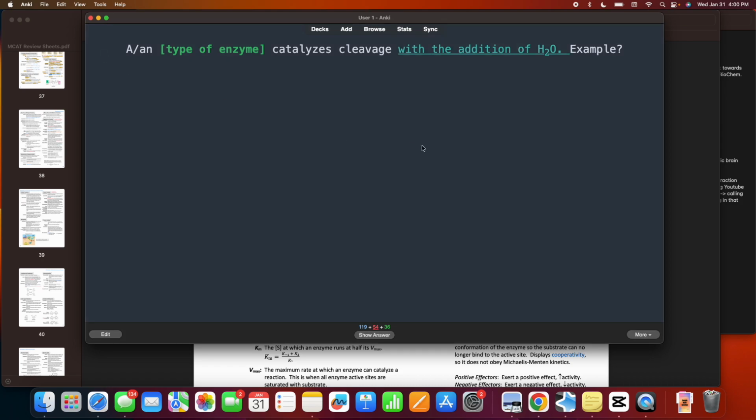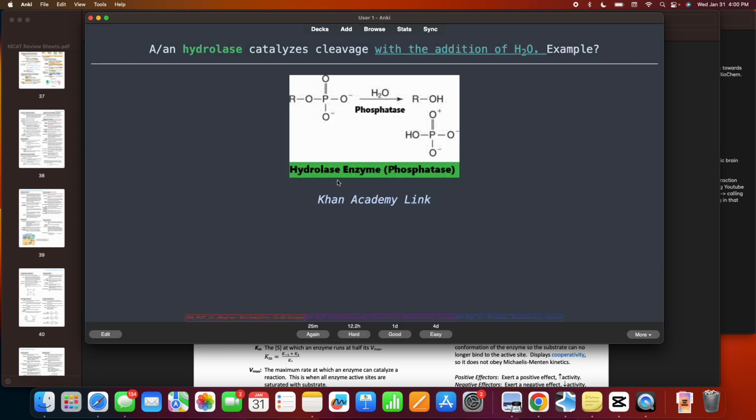What type of enzyme catalyzes cleavage with the addition of water? So there's a hydrolase, which uses water, and an example for that would be pyruvate dehydrogenase or phosphatase.